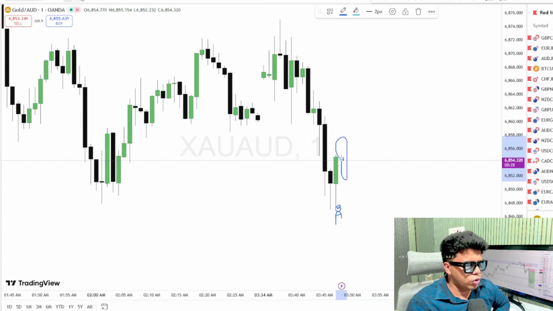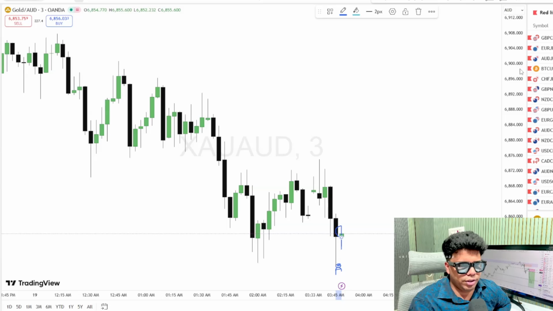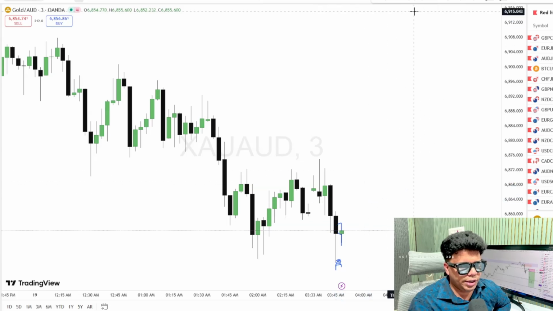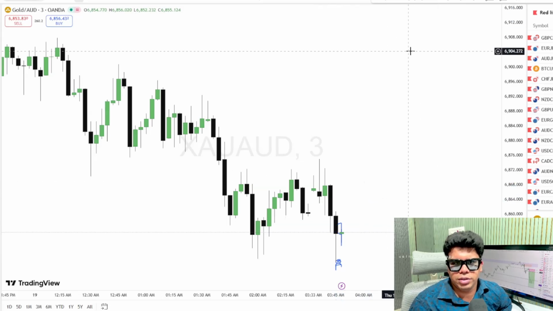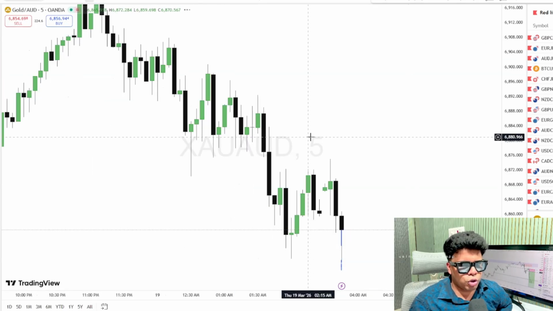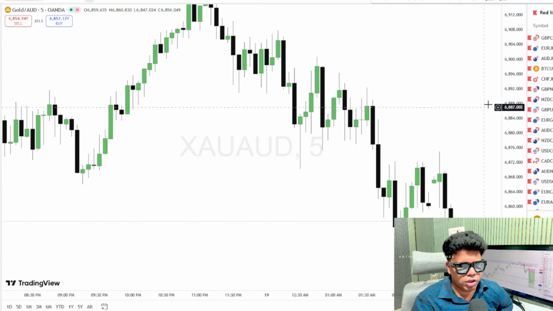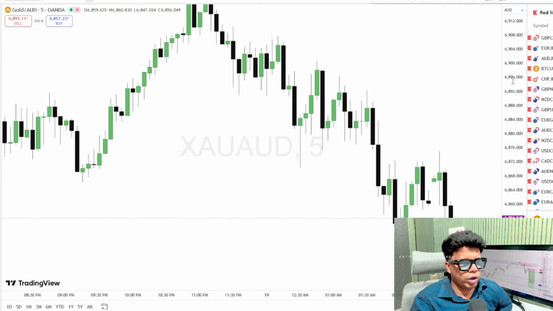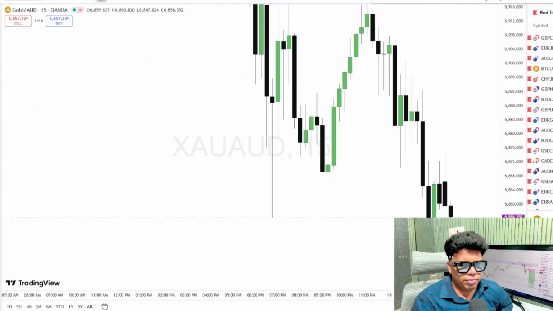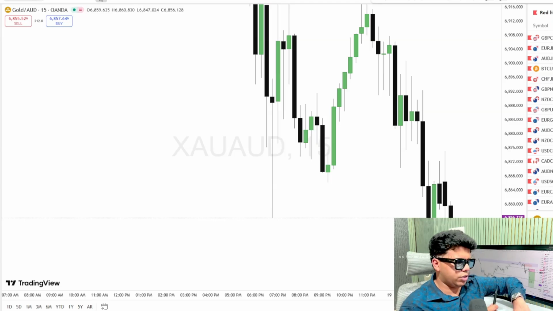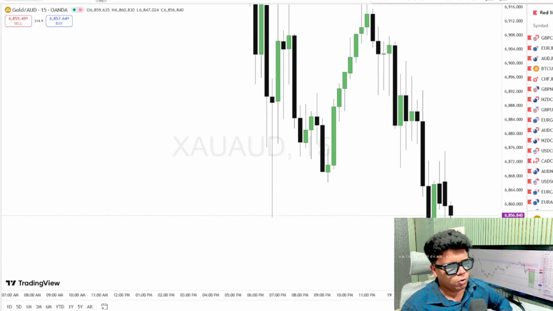Right now I'm switching to the 3 minutes time frame, which means a candle is created by taking 3 minutes. If I switch to the 5 minutes time frame, each and every candle is created by taking 5 minutes. If I take the 15 minutes time frame, each and every candle is getting created by taking 15 minutes. Hope you get it.